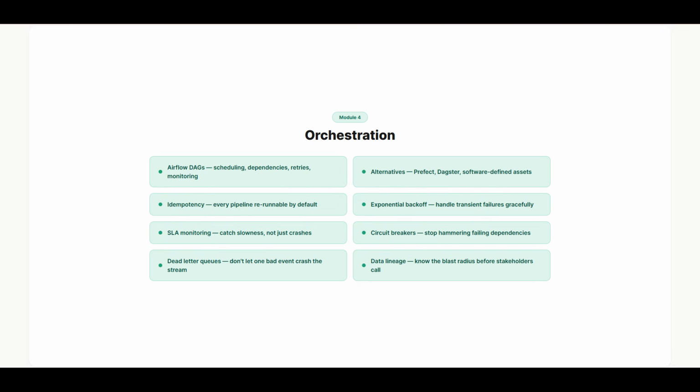Module 4, orchestration: Airflow DAGs and dependency management, idempotency as a first-class design concern. Every pipeline rerunnable by default, exponential backoff, service level agreements, monitoring, circuit breakers, dead letter queues, data lineage, knowing the blast radius before stakeholders call you.